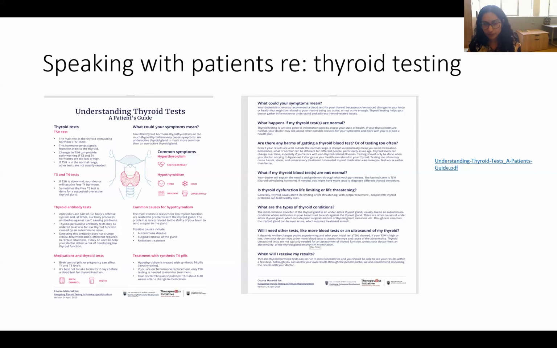So we worked with patient partners and with other providers to develop, with Therapeutics Initiative, an Understanding Thyroid Tests patient guide. It goes through for the patients what the different tests are about and why certain tests might be ordered: TSH test, T3, T4, antibody. And then it goes through a lot of frequently asked questions, such as what if my thyroid tests are not normal, and are there any harms of getting a thyroid blood test or testing too often? So we try to go through these questions with our patients as well, so that they understand exactly why or why not we're ordering some tests.